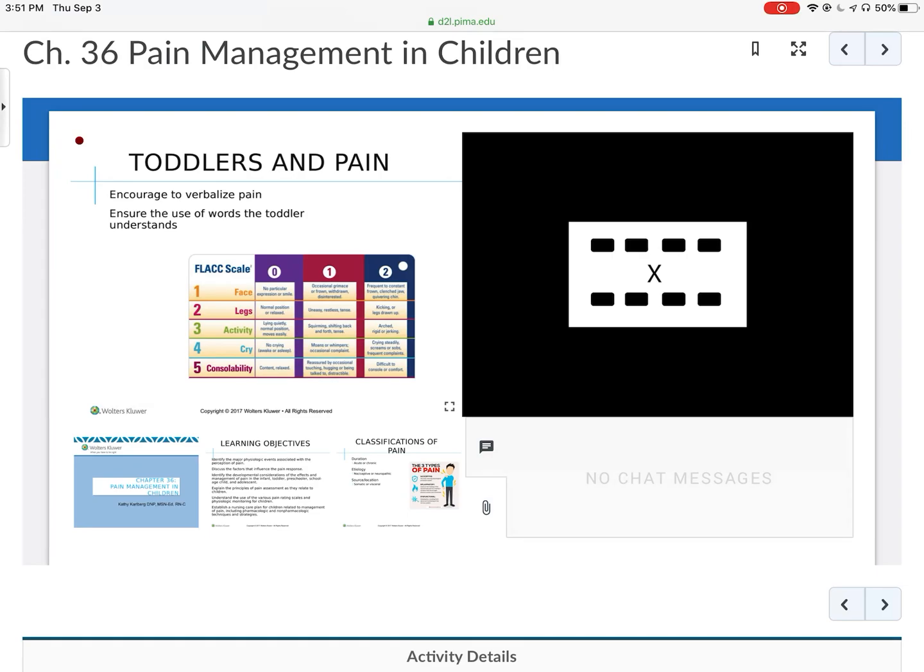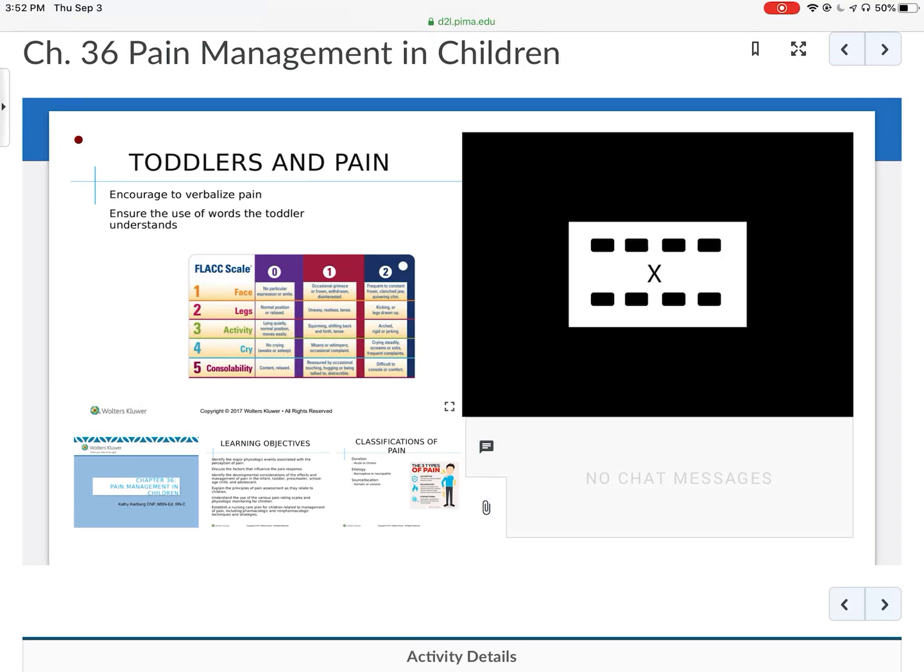It's based on observations. So face: what does the face look like? Are they grimacing? Are they continuing to frown? What do their legs look like? Are they kicking and screaming? Activity: are they arched, rigid, jerking, crying? Inconsolable is always a sign. And you can get a score of 10 total. Usually we medicate at about 4 or 5 or up on the FLACC scale.